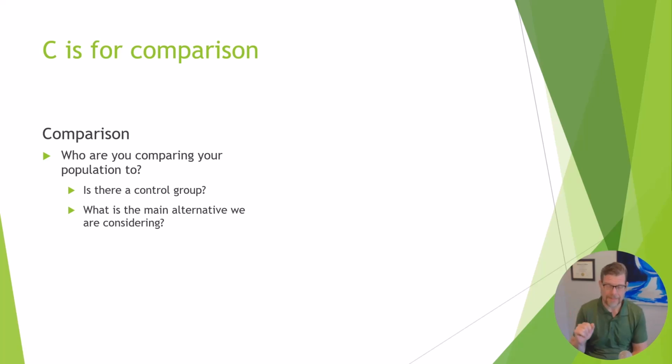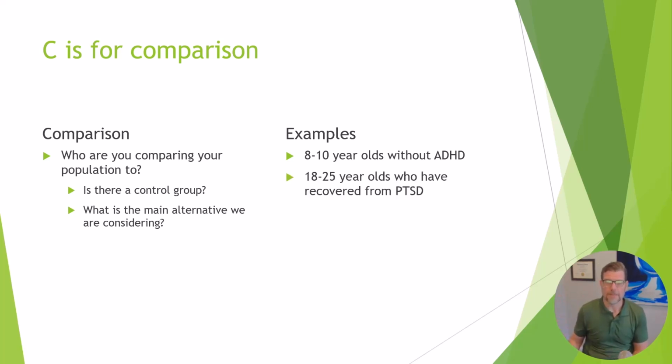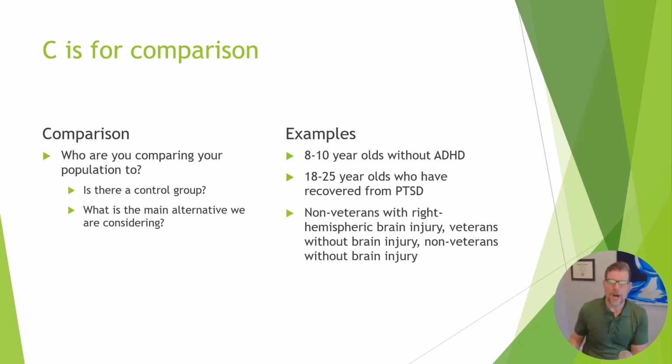And we'll talk a lot more about that in experimental design. And what are the main alternatives that we're considering if we have a control group and we have a lot of different alternatives? So some examples, 8 to 10-year-olds without ADHD. So we have those with ADHD. We might have a control group, a group that doesn't have ADHD, and see how they respond to our therapy. 18 to 25-year-olds who have recovered from PTSD. Non-veterans with right hemispheric brain injury. So if we want to see actually the difference between veterans and non-veterans.